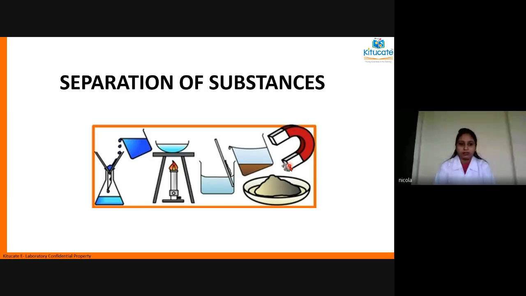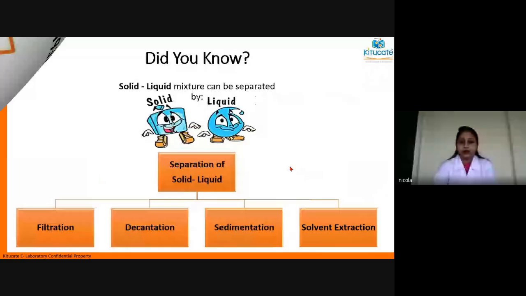So today we learn how to separate solid-liquid mixtures. How we can separate a mixture which has both solids as well as liquids. All right. So we can move on to the next slide. What are the processes that can separate a solid-liquid mixture? We will be learning about four processes today: sedimentation, decantation, filtration, and solvent extraction. Is that clear?